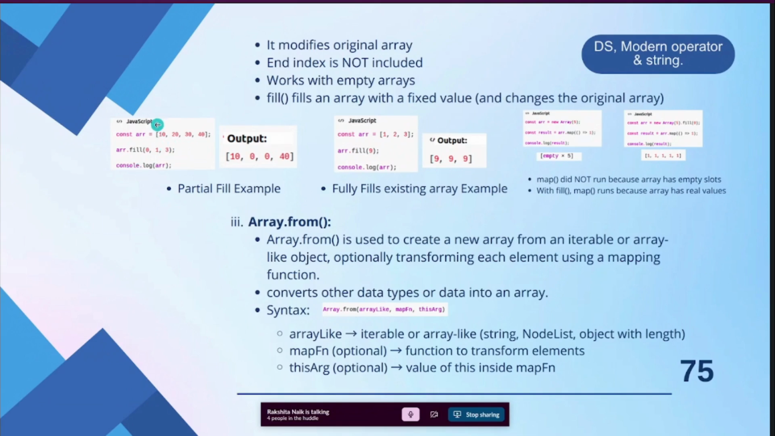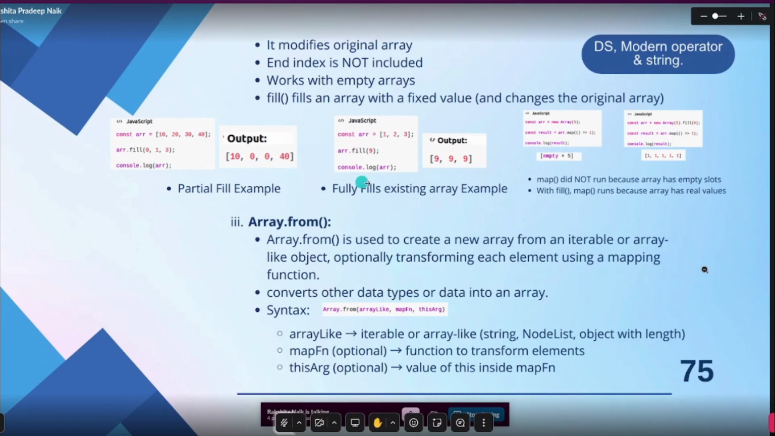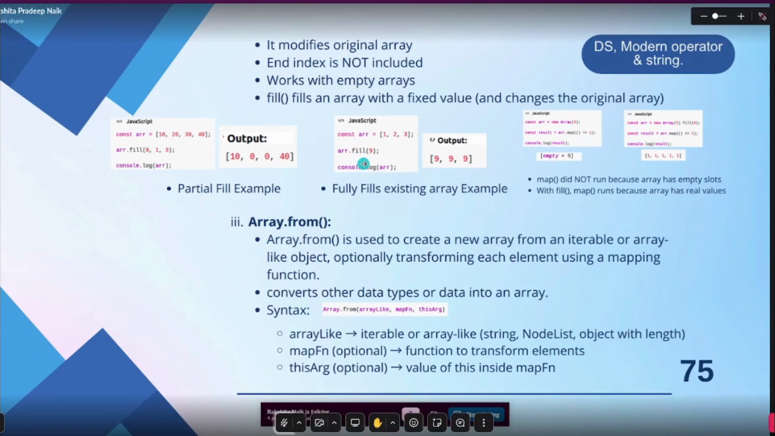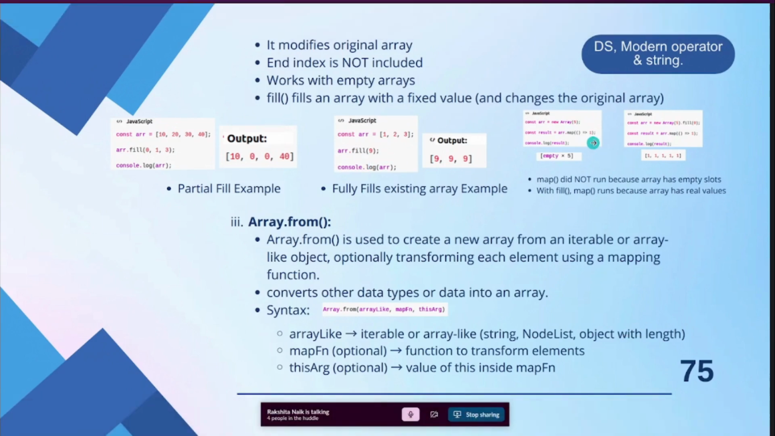So what will it do? It will go from index 0, 1, 2, 3, in the sense from 20 to 40, and I'm telling it to fill 0. But the index 3 will be excluded, so only 20 and 30 will be filled. Okay, so look here: 10, 0, 0, 40. Fully, in the sense, just give a value and it will fully fill the array.